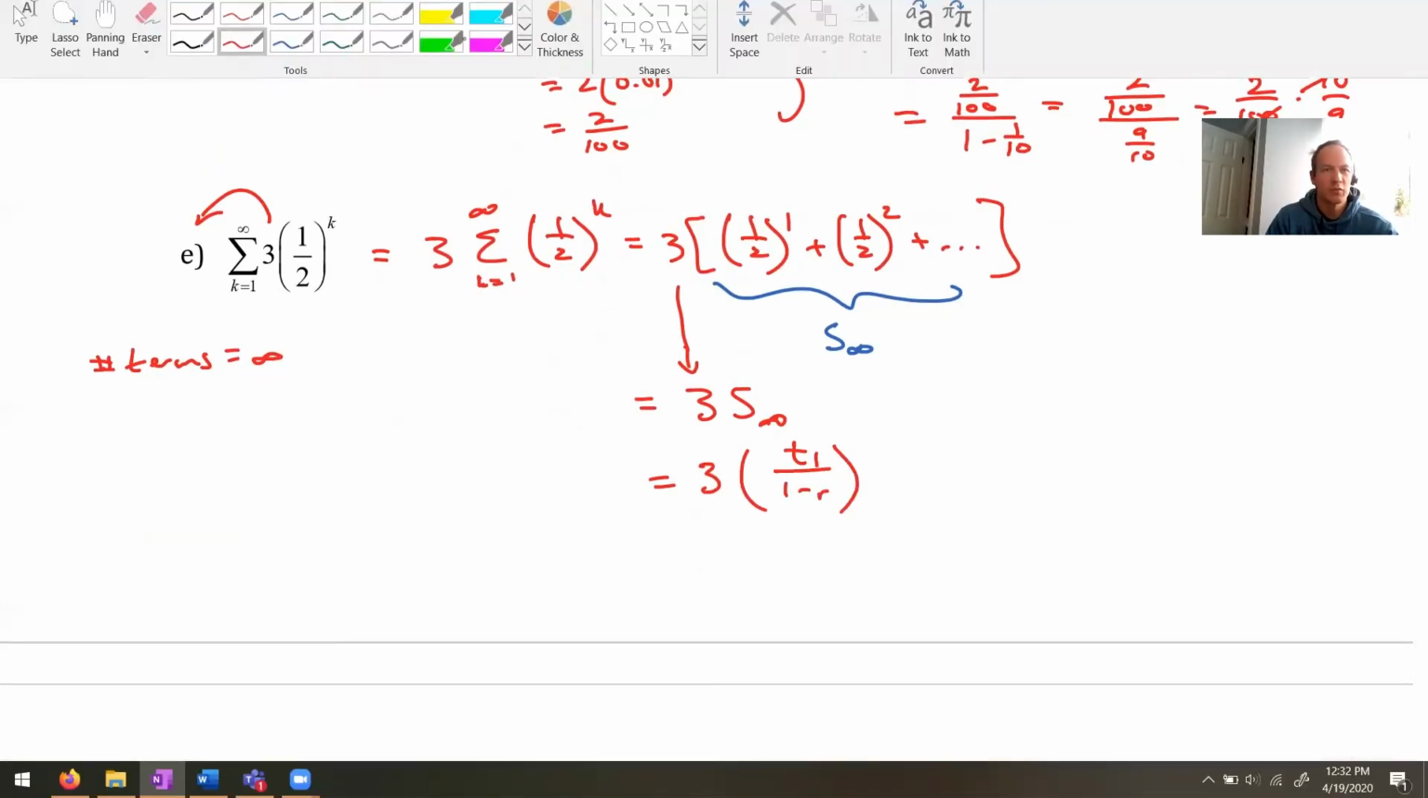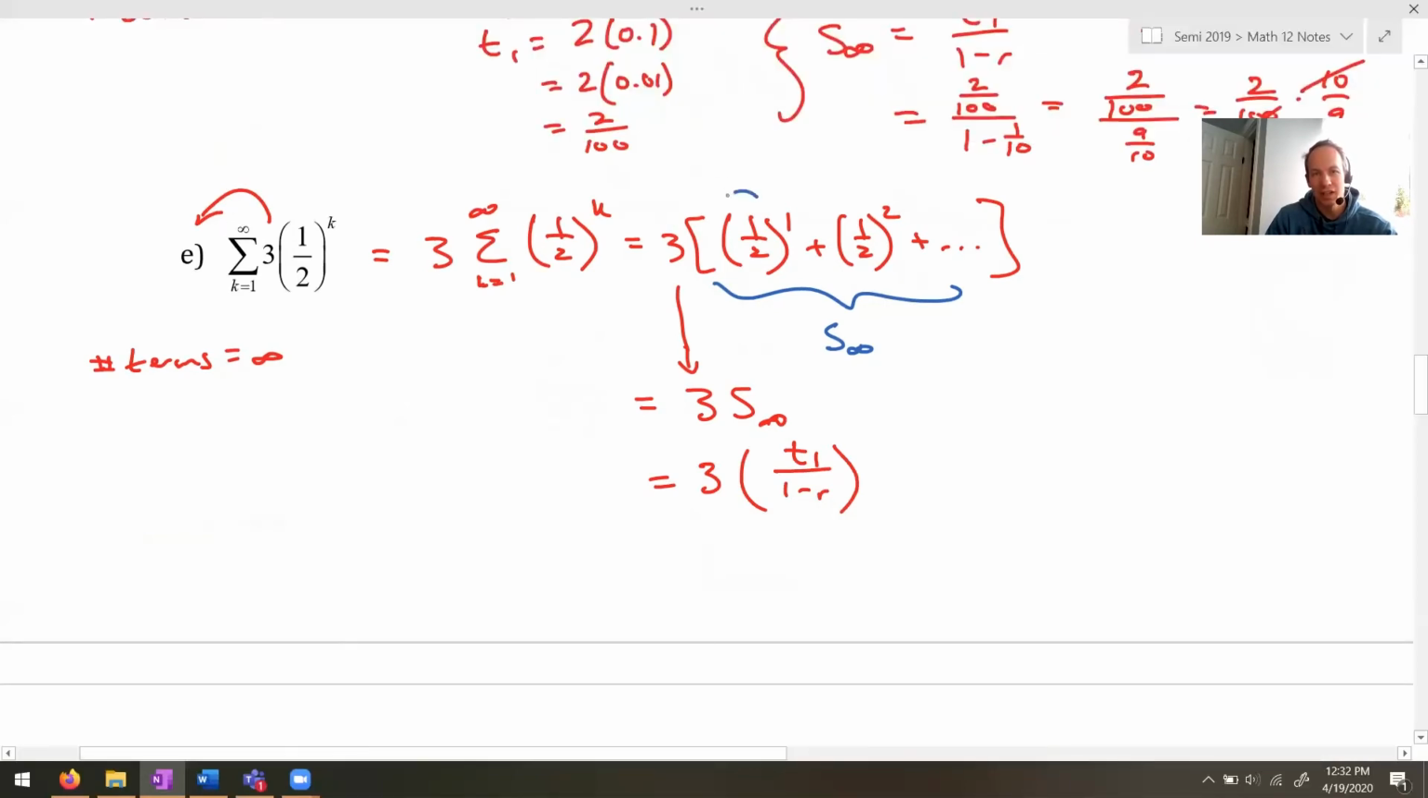So we just have to make sure we're careful with what t1 is. In this case, this is t1. It's a half. And we can say also that r is equal to a half, because that's what's constantly being multiplied. So this value here, that's r. So this would be the infinite sum. And I really like infinite sums because they have much nicer math, so we can usually work this out in our heads. And well, this is interesting. 1 minus a half is a half. A half over a half is 1, so it's got to be 3.